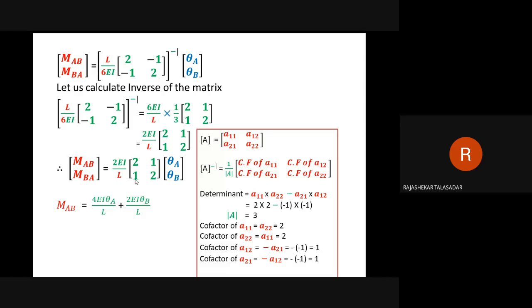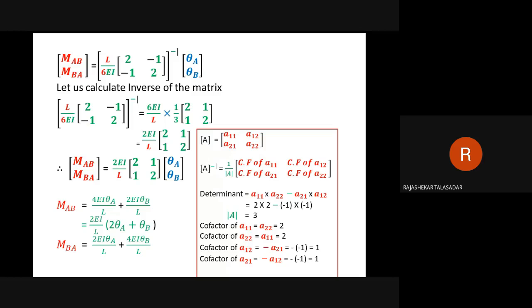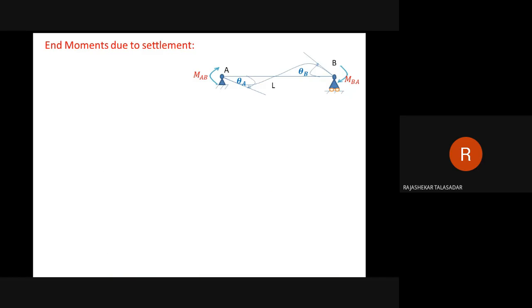Second row, 2 EI by L into 1 into theta A. If you simplify that further, you can see here 2 EI by L into theta A. Next, 2 EI by L into 2, that is 4 EI by L into theta B. So these two are the end moments due to the rotations at A and B, that is due to theta A and theta B. This you have seen yesterday itself. Okay. Now, let me calculate the third term, that is end moments due to settlement.